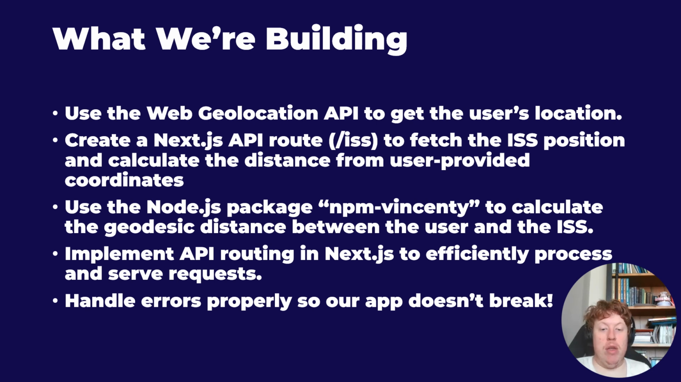This app will use the Web Geolocation API to get the user's location, create a Next.js API route to fetch the ISS position and calculate the distance from user-provided coordinates, use npm vicinity to calculate the geodesic distance between the user and the ISS. This is a Node package.